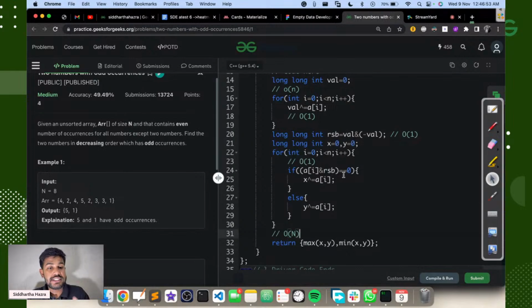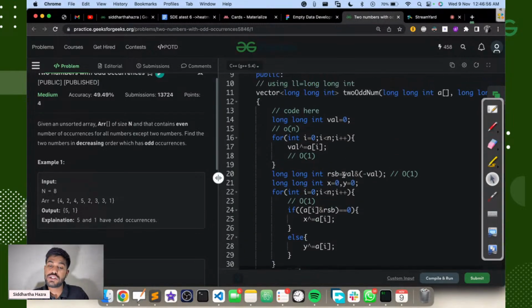And the space complexity is constant because we are not using anything else than variables, and even if you use n number of variables, that won't affect the space complexity. Okay, now am I clear with the problem? How to get 2 from XOR?